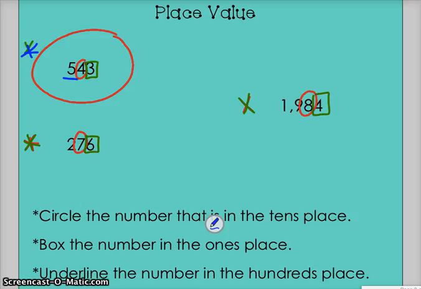Look at the number 276. What number is in the hundreds place? Yep, the number 2. The value is 200. Finally, 1,984. Which number is in the hundreds place here? Don't get fooled. It is the 9, and the value of the 9 is 900.